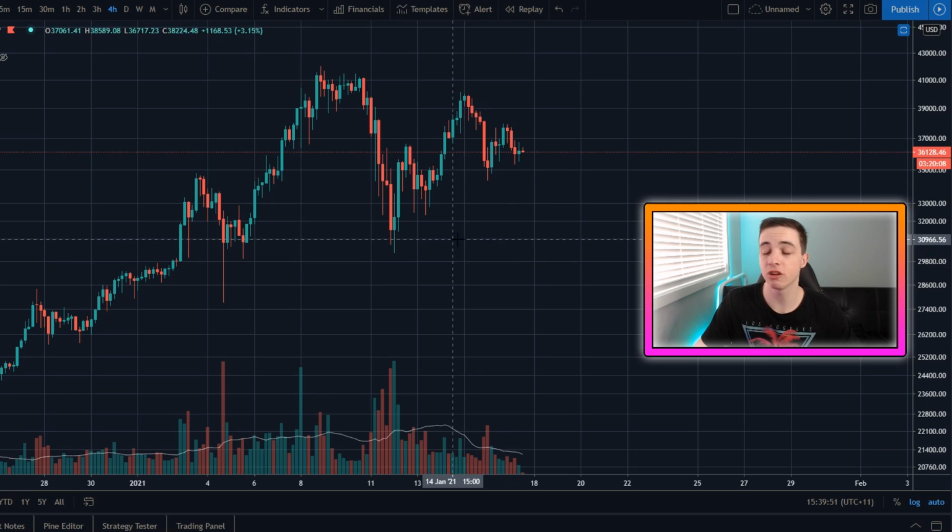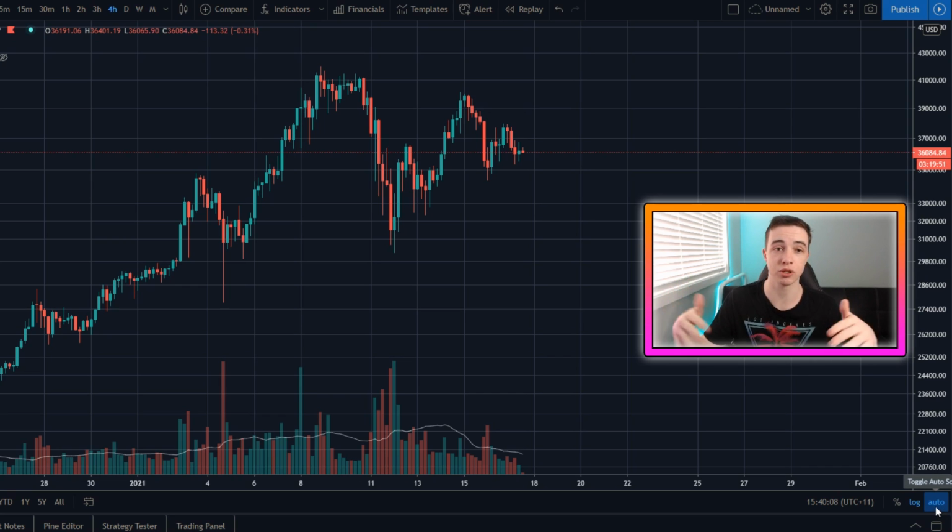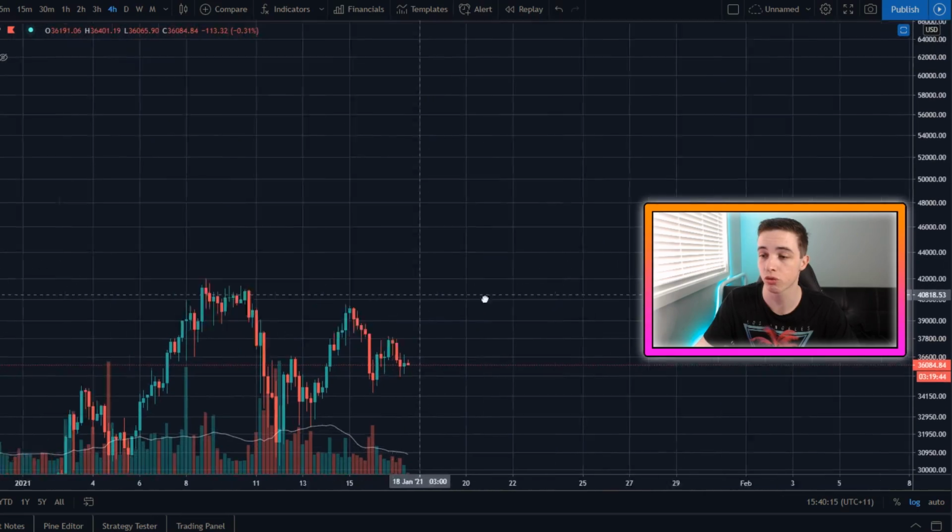It's also worth mentioning that down in the very bottom right, there's this little log button and auto button next to a % button. Now, I don't really ever use the percentage button, but the log and the auto button are pretty useful. The auto button just basically sets your screen to automatically fit the price into your screen. So if you click that, which turns it off, then you can kind of just like scroll around.